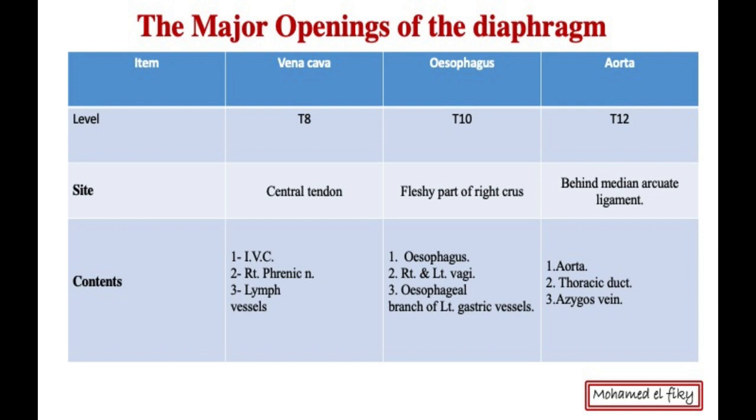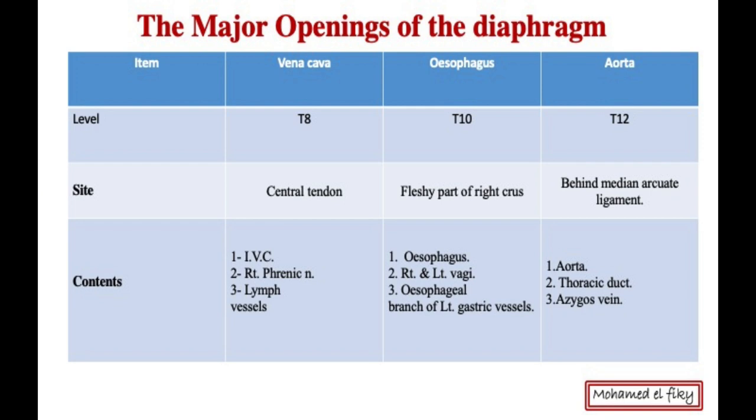Esophageal opening, first content: esophagus. Second content: right and left vagus. Then the esophageal branch of the left gastric vessel. The left gastric vessels, which supply the stomach, give esophageal branches.